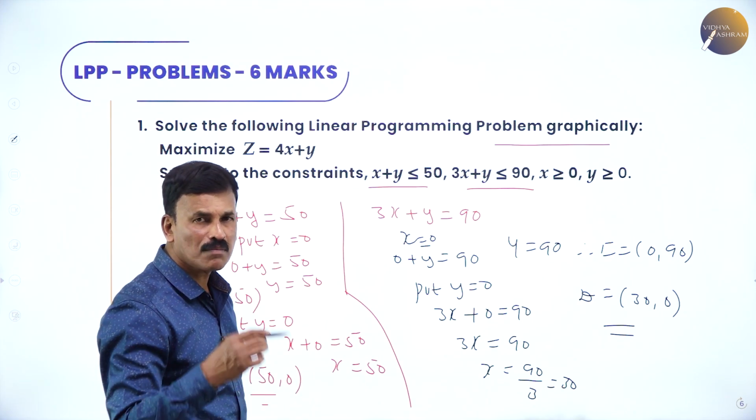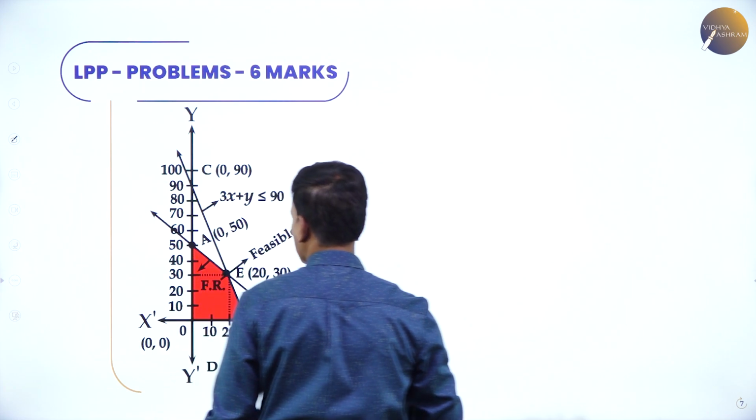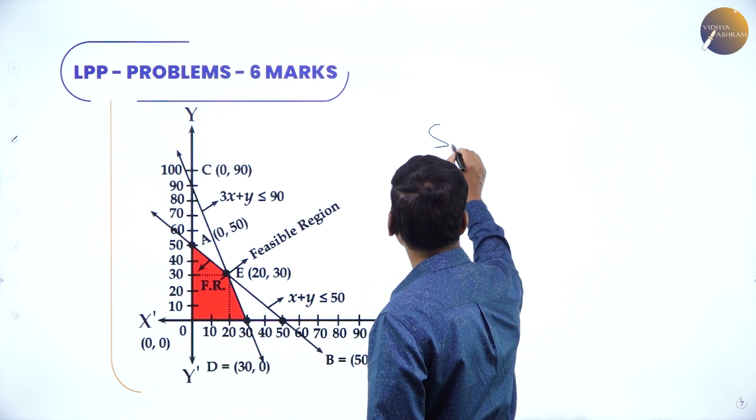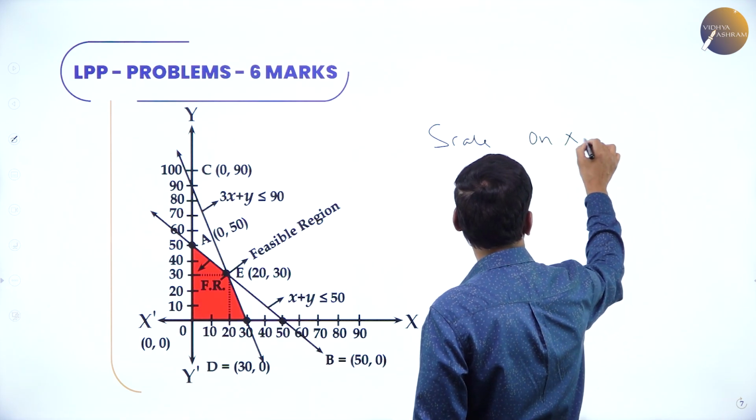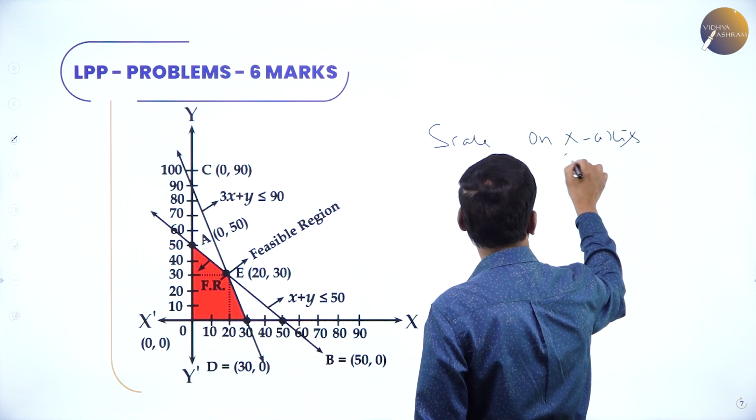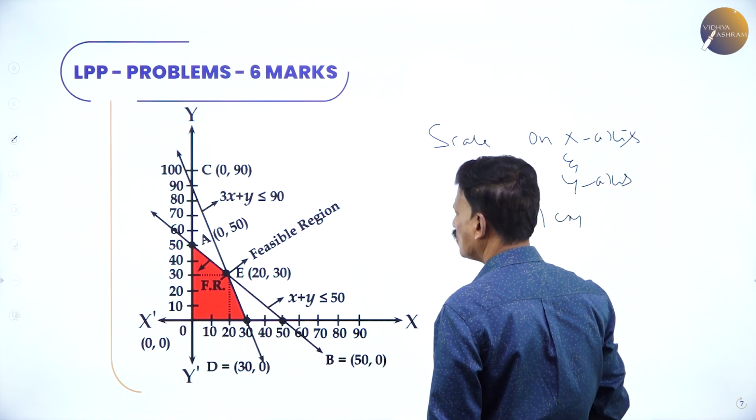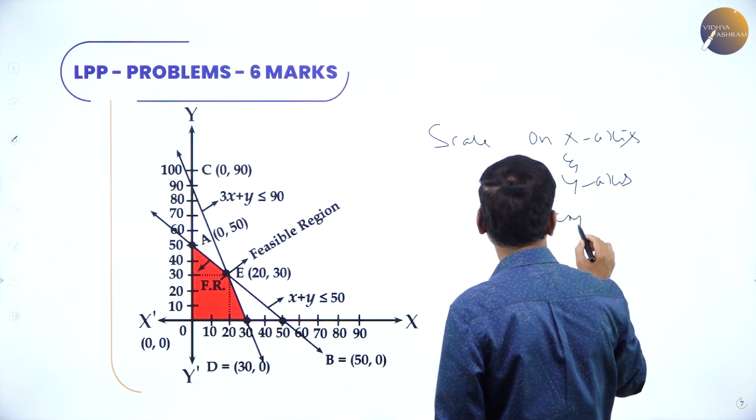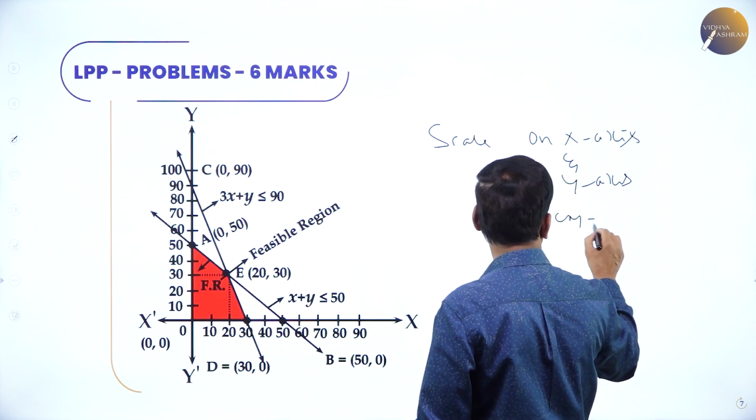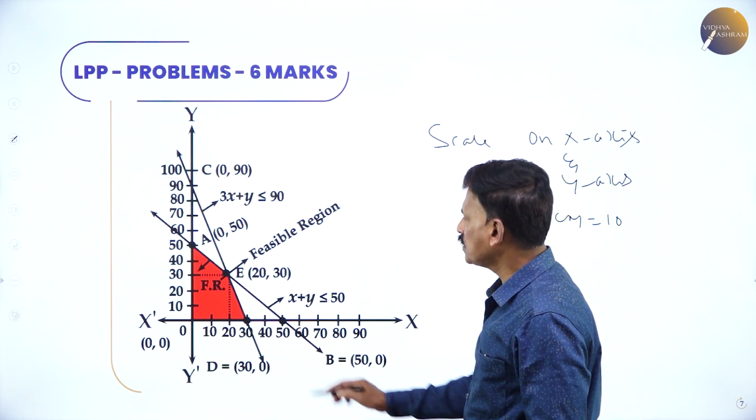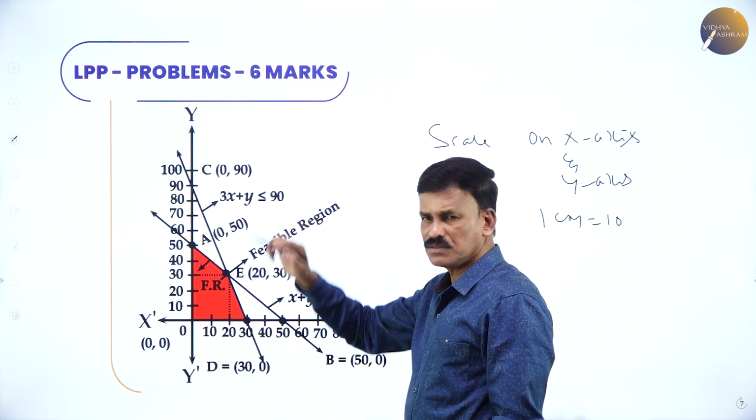Using this, just represent these points in a graph. To draw the graph, let us take a suitable scale. On the x axis and y axis, 1 centimeter, that is 1 unit, is equal to 10. Now this is 10, 20, 30, 40, 50, 60 on both axes.